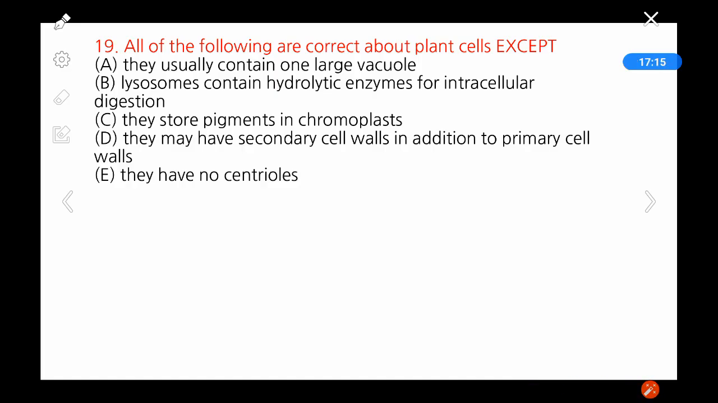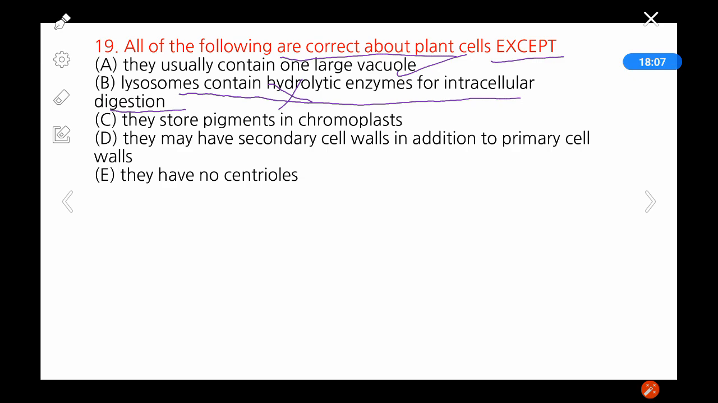So guys, this question says all of the following are correct about plant cells, except. A says they usually contain one large vacuole. Yes, plants contain one large vacuole, while in animal cells we have many small vacuoles, which are more in number but smaller. Lysosomes contain hydrolytic enzymes for intracellular digestion. Generally, plants do not contain lysosomes and centrioles. These are among the main differences between plants and animals. So this is the answer for the question, but we have to read the others.